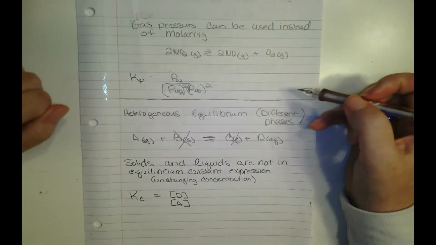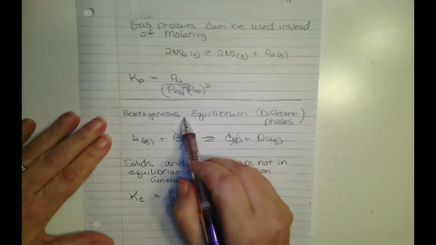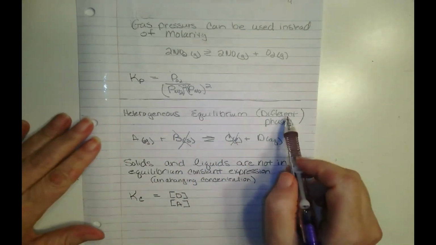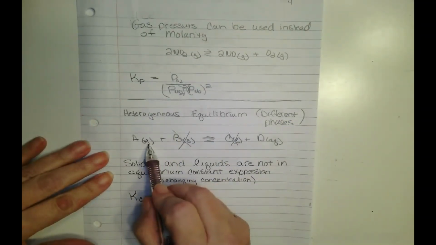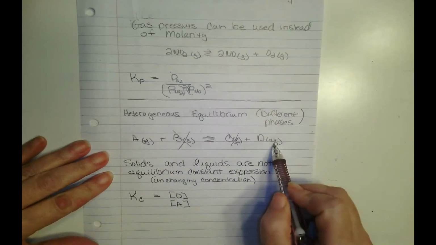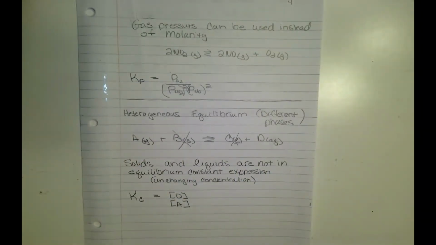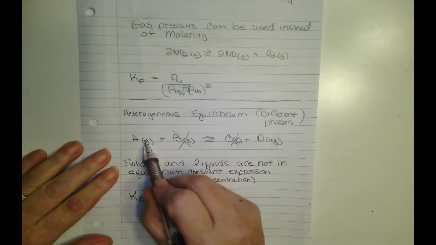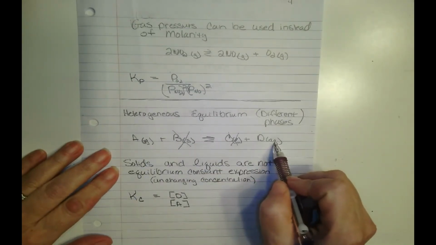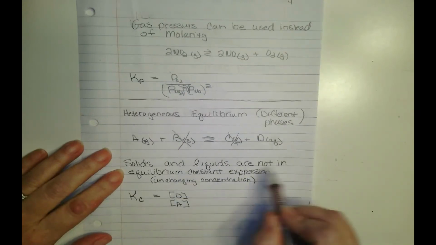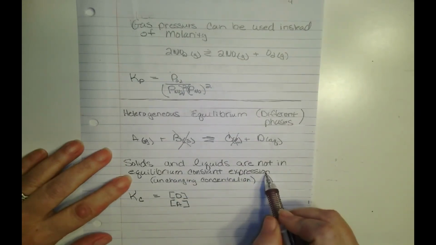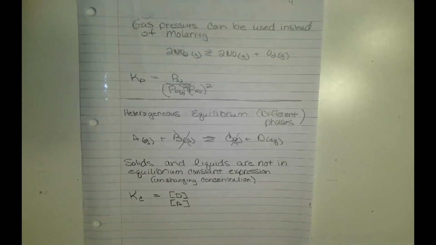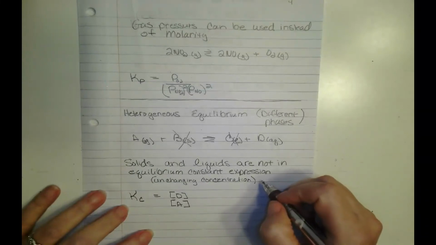And the other thing to know is we are going to be working with heterogeneous equilibrium. That means we have different phases. That means we have gases, solids, liquids. AQ means dissolved in water. The only thing that will go into your equilibrium expression are things that are in a gas phase or dissolved in water, our aqueous phase. Solids and liquids are not in the equilibrium constant expression. Why? Because they have unchanging concentrations. And if you want me to go more into that, meet with me after our lesson.